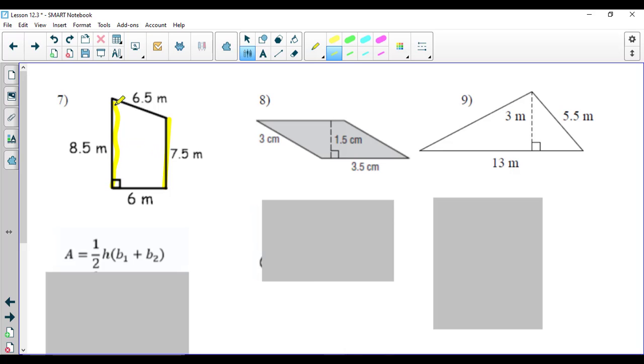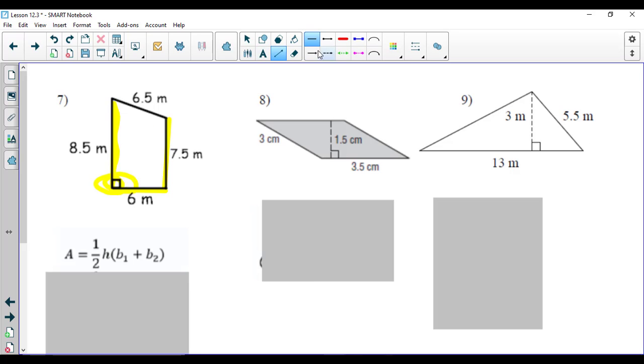Our height needs to intersect at a 90 degree angle. I just made that worse when I created my line there. But our height needs to intersect at a 90 degree angle. I can see that 90 degree angle down here. So that means our 6 meters is going to be our height. And I know that seems kind of weird because it's going left to right. It's a horizontal line. But you can also think of it as the distance between your two parallel lines.